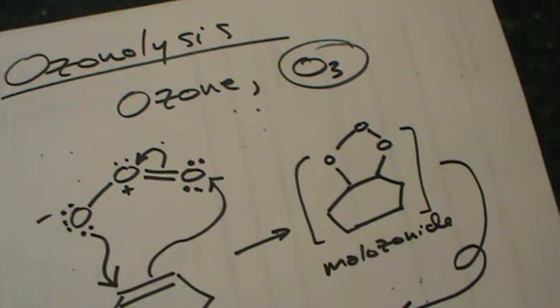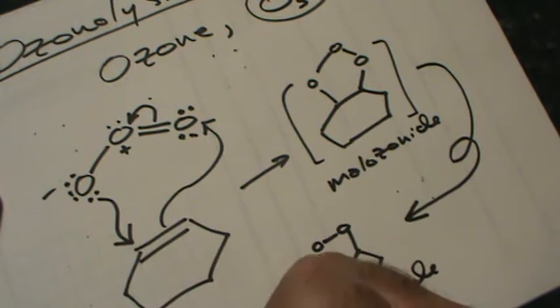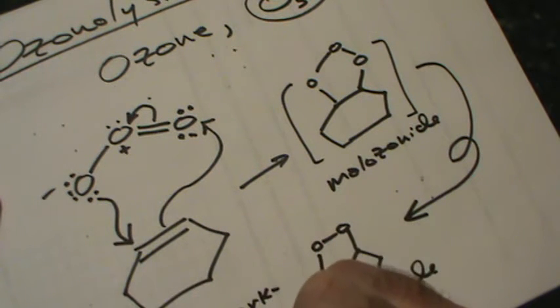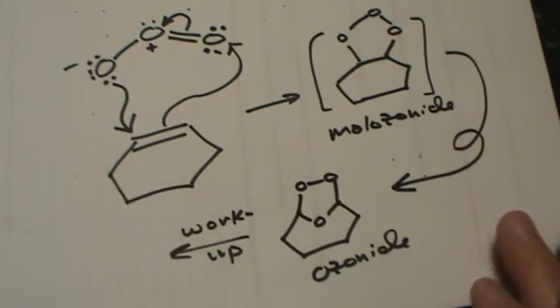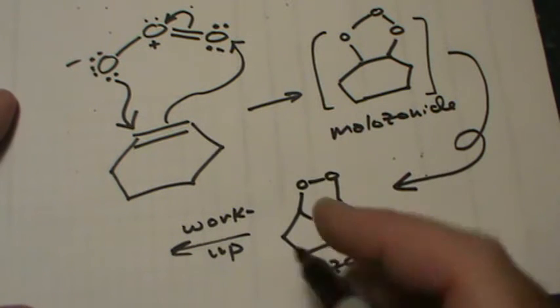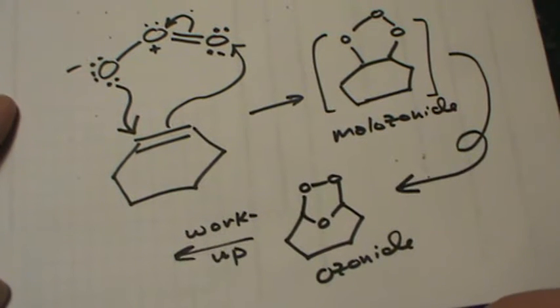What's interesting about the ozonide is that it can be reductively or oxidatively worked up. We're just going to write "workup" right here, and we'll talk about the details of that in a few moments. The ozonide can be worked up to produce either aldehydes or ketones, or in some cases carboxylic acids.